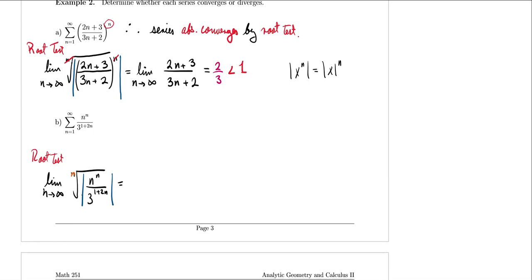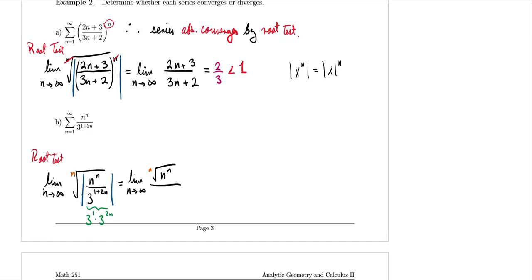All right, so we're going to have then the limit as n approaches infinity for the nth root of n to the n, okay? Now I'm going to apply the nth root to the denominator, but in the denominator, I'm going to be using the trick that we've been using quite a bit. Since I have 3 raised to the 1 plus 2n, I'm going to split this out as 3 to the 1 times 3 to the 2n.